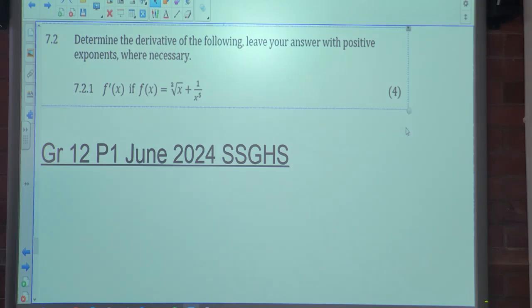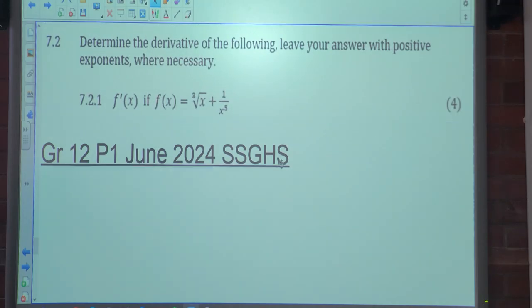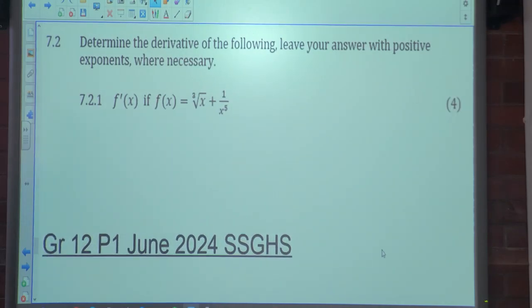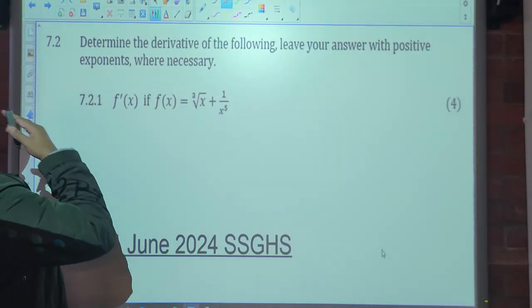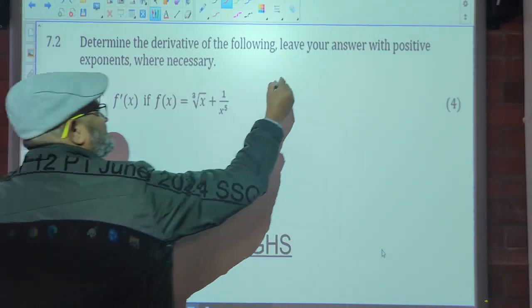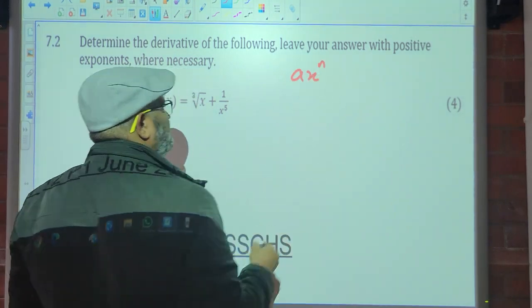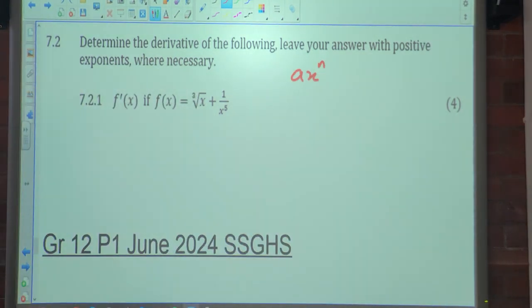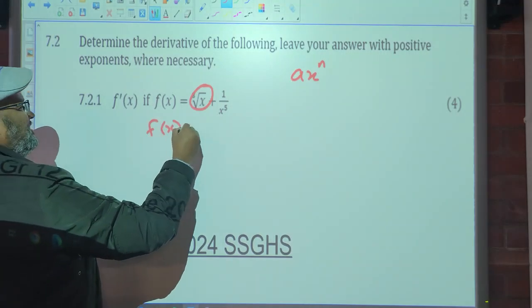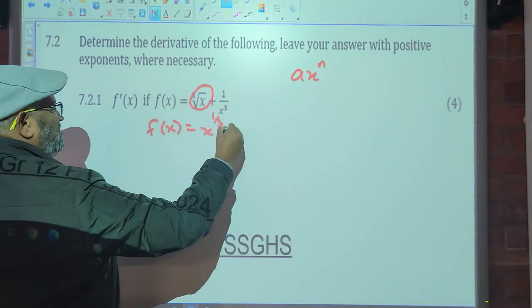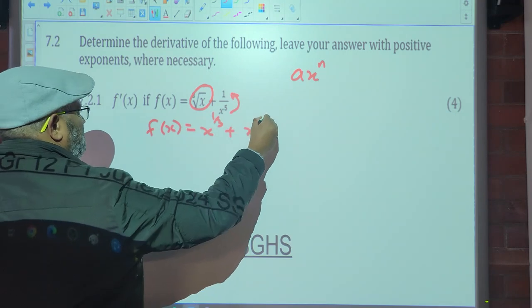7.2. They say determine the derivative of the following. Leave your answer with positive exponents when necessary. You did not have to do first principles here. So if f of x is equal to that, we must first get it in the form of ax to the exponent n. So we're going to change that from a radical to exponential form. So it's going to be x to the third plus, we bring that one up, x to the minus 5.